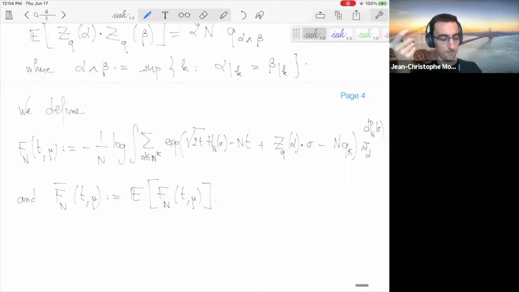I don't understand the question. No, Q, I mean the vector of Q's. When I write zq, I mean the vector of Q's. The zq depends on all of the Q1, Q2 up to QK. So it's just to keep track of the fact that it depends on Q.